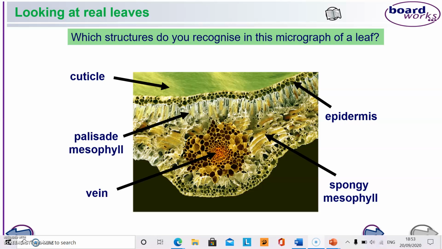And then we've got veins there. The veins will be made up of two different types of tubes: the xylem and the phloem. The xylem will transport water around the plant for photosynthesis, and the phloem will transport any sugars that are produced during photosynthesis around the plant.